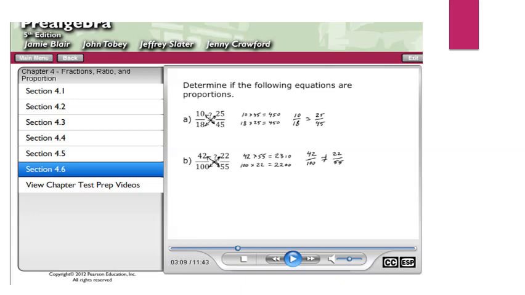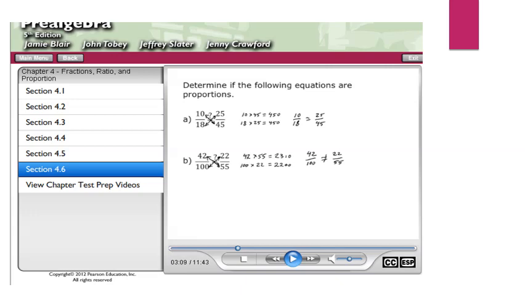So you want to rewrite the equation without the question mark on top of the equal sign. And you just want to rewrite it as, yes, 10 over 18 does equal 25 over 45. This is a proportion. Now, there are going to be some cases where it does not equal, where it's not proportional, and that's fine. So we're going to look at this next example, B. 42 over 100 is or is not equal to 22 over 55.